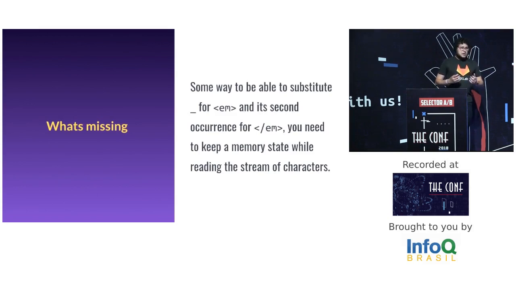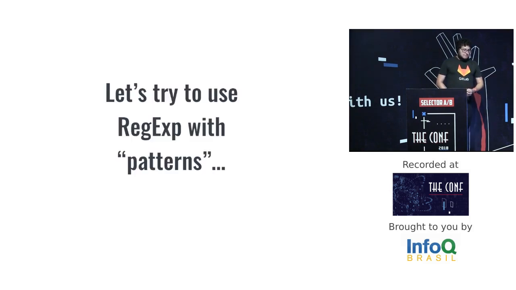What we would actually want to have is some kind of memory, or some kind of state or variable, so that if we are parsing the text like a small cursor, when you find the first symbol, we save that state in memory. Then when we find the second symbol, we read from memory, and then we know that we have to change it in a different way. But instead of doing this manually, let's try to actually use regular expressions with patterns.